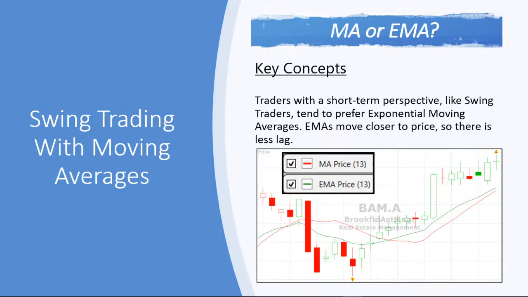EMAs are what swing traders like to use a little bit more than simple moving averages because they give more weight to recent prices. Here on this chart we have two 13-day averages. The one in red is a simple moving average. The one in green is an exponential moving average. And you can see, as the trend emerges and price rises, that 13-day EMA hugs price a little bit more closely.